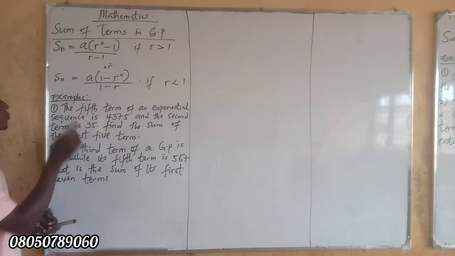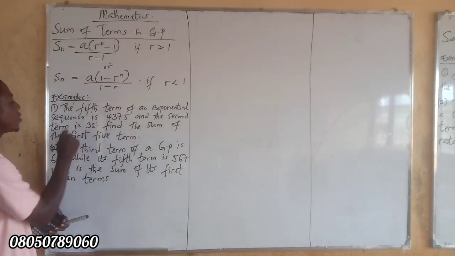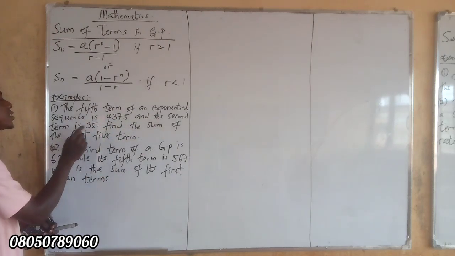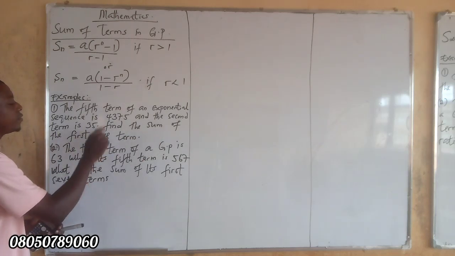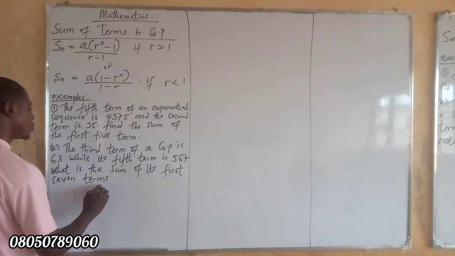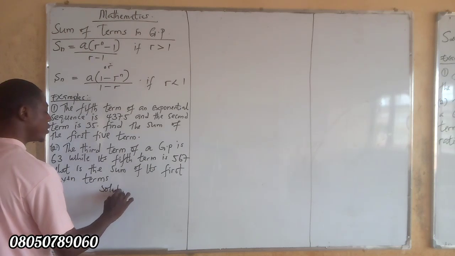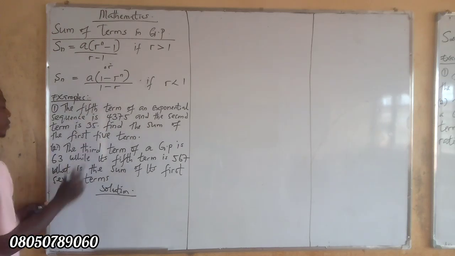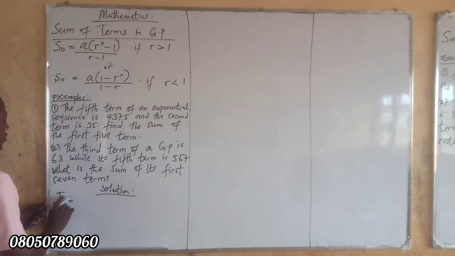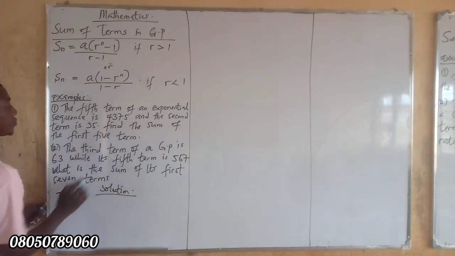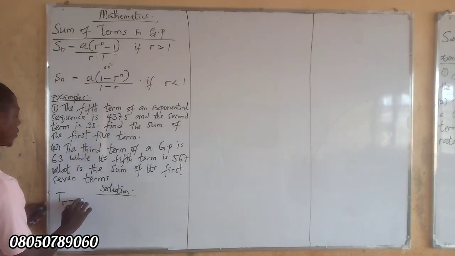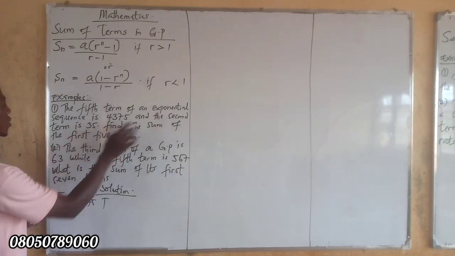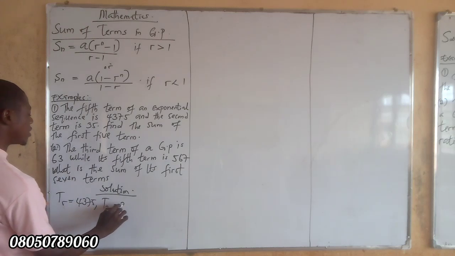Now question number 1: the fifth term of an exponential sequence is 4375, and the second term is 35. Find the sum of the first 5 terms. Alright, so we are going to be solving this question together very fast. Question number 1. They said the fifth term, so t of 5 is given to be 4375, and the second term, t of 2, is given to be 35.